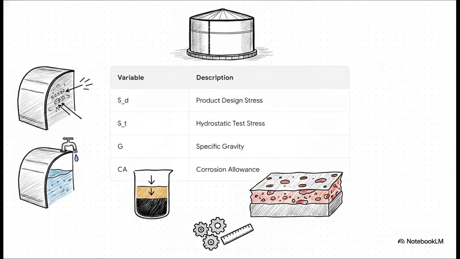Rather than getting intimidated by the math, let's look at how these variables translate into tangible realities. SD represents the product design stress, basically the physical limits of our chosen steel. ST is our hydrostatic test stress, used for when we fill the tank with water to test it out. G is the design-specific gravity, which is literally how heavy the stored fluid pushing against the steel actually is. And finally, CA is that vital corrosion allowance we were just talking about.